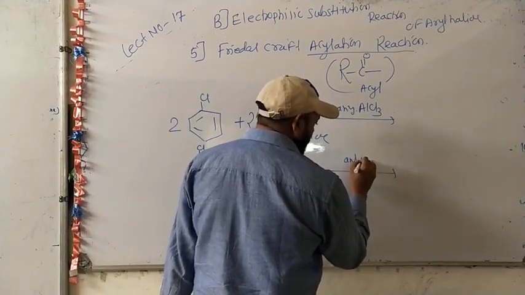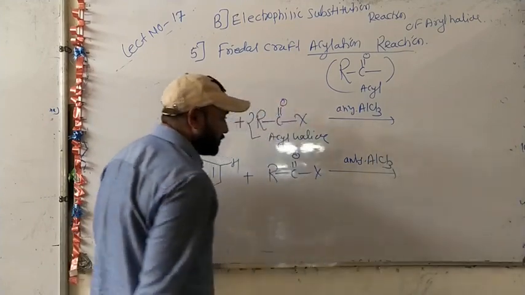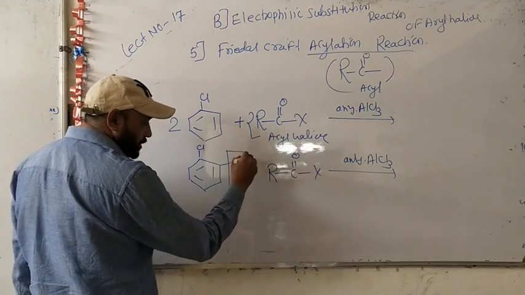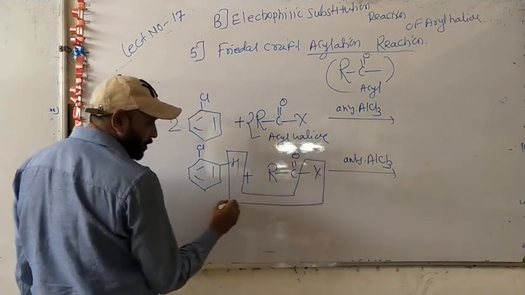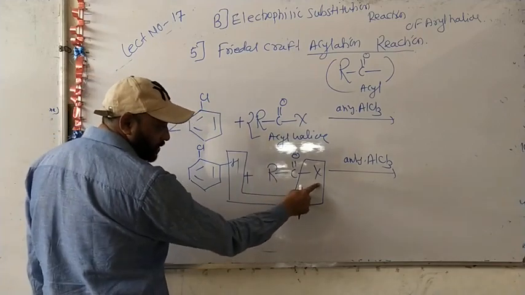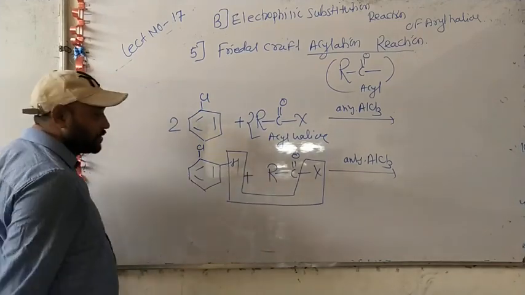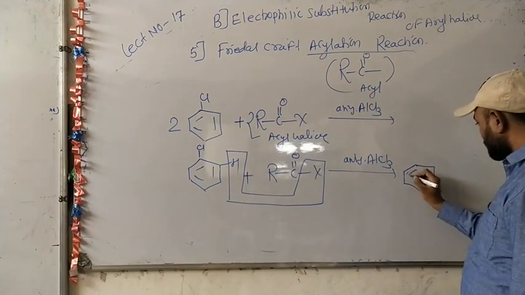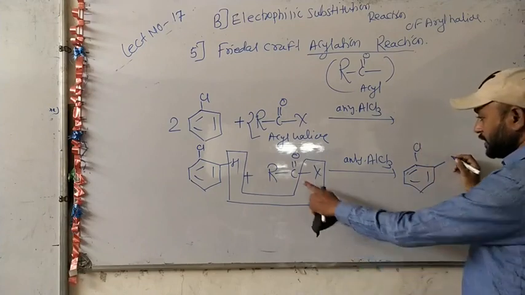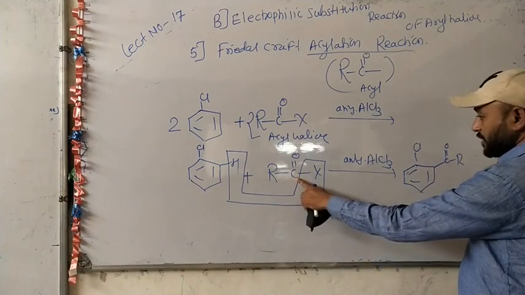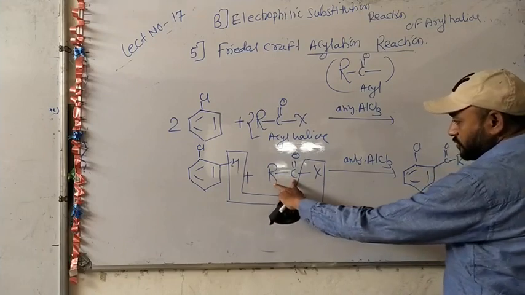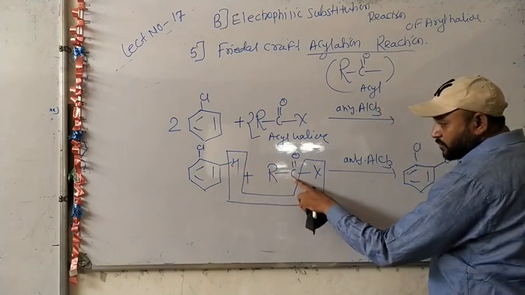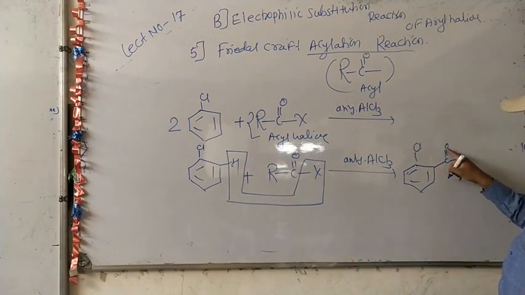catalyst anhydrous AlCl3. So what is lost from this chlorobenzene? From the ortho position hydrogen is lost, and from the acyl halide the halogen is lost. So HX is lost, and this acyl group is introduced at the ortho position. So we have chlorine here, and here C double bond O R, the remaining group. Hydrogen is replaced by this acyl group. The bond is broken from the C-H side, that's why we attach this carbon to the carbonyl group. Hence we have C double bond O R.